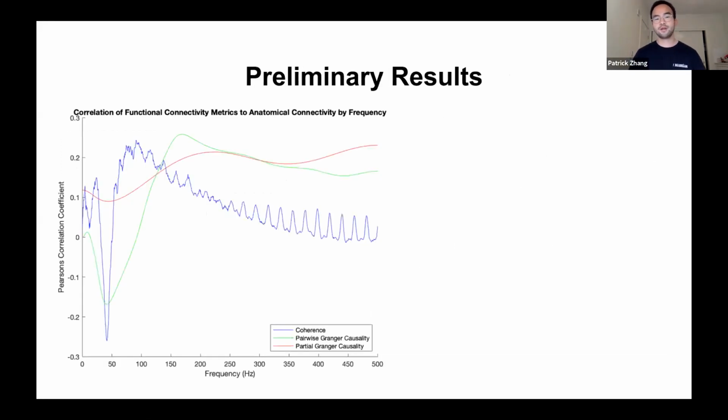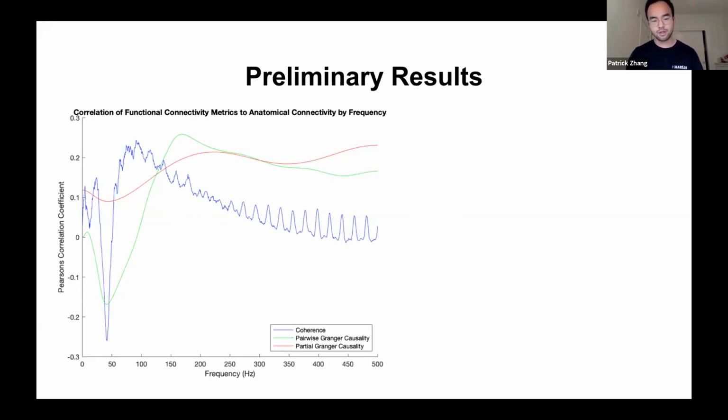So I wanted to share some really preliminary results with the disclaimer that there's a lot more analysis to be done on both the model side and the connectivity metrics side. But one of the things we were interested in is the correlation between each of these functional connectivity metrics to underlying anatomical connectivity. And we're looking at this per frequency. So per frequency value, we have a correlation coefficient from each of the connectivity metrics to anatomical connectivity. And this correlation is calculated across recording sites, pairs of recording sites in the model.